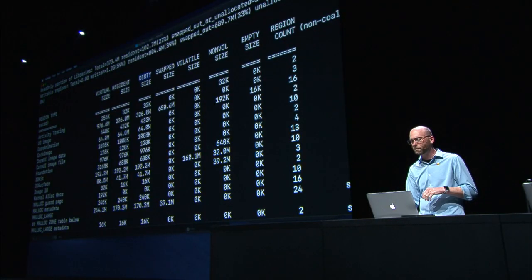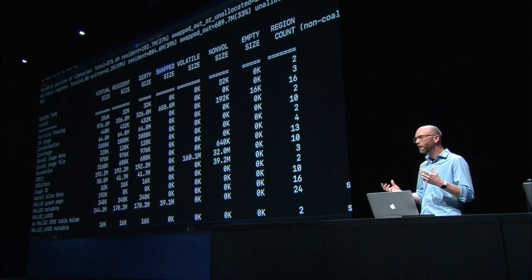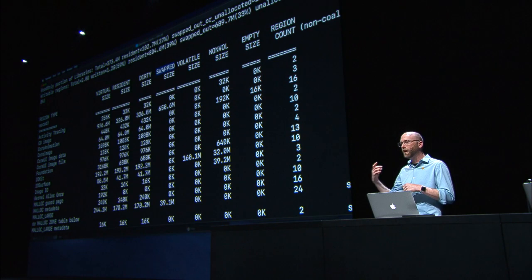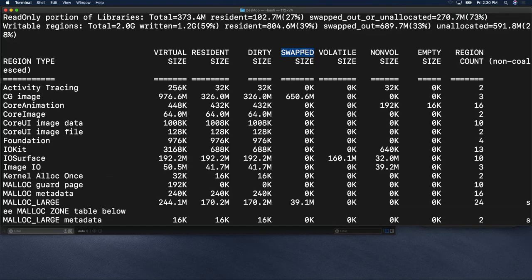And then swapped, which because this is iOS, is compressed. Remembering back to both Kyle and James pointed out that it's the dirty size plus the compressed size that the operating system uses to determine how much memory my app is really using. So those are the two columns I really want to concentrate on. So let's look for some big numbers there.